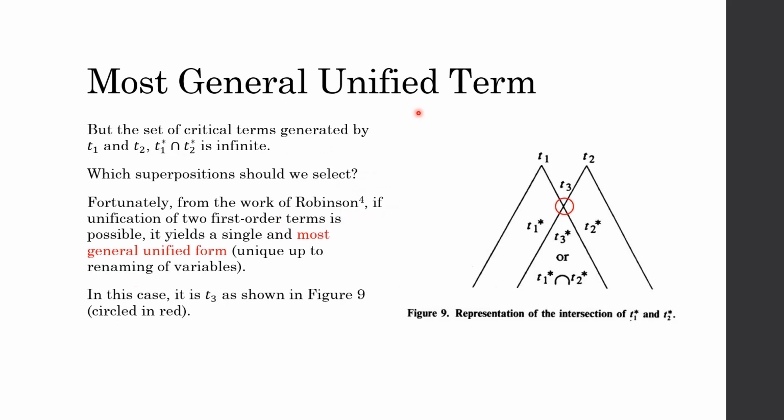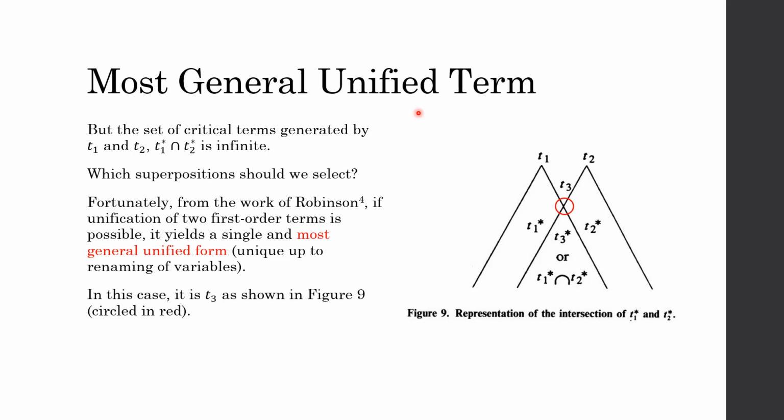But the set of critical terms generated by T1 and T2, which is T1 star intersect T2 star, is infinite, as we can see that for each of the instances of T1 and T2, you can put a lot of different substitutions. Not just a lot, infinitely many possible substitutions. You can substitute any variable A with A plus B plus C, or A plus B, or whatever. But which superposition should we select?